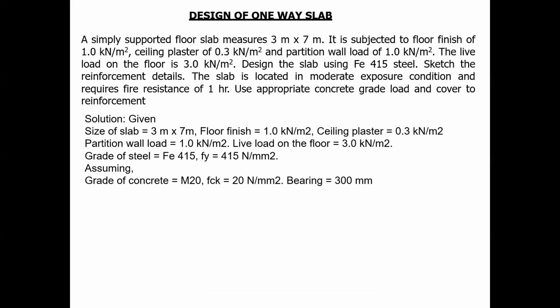Given the size of slab 3 meter into 7 meter. Floor finish 1 kilonewton per meter square. Ceiling plaster 0.3 kilonewton per meter square. Partition wall load 1 kilonewton per meter square. Live load on the floor 3 kilonewton per meter square. Grade of steel fy is equal to 415 Newton per mm square. Grade of concrete, that is fck, 20 Newton per mm square. And bearing, here you are going to assume 300 mm. Either you can assume 230 or 300 mm.